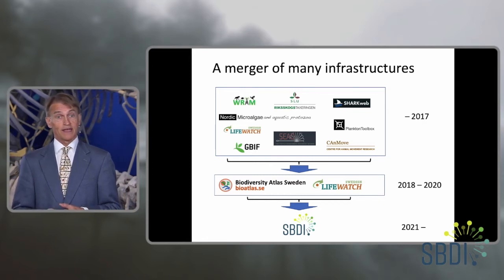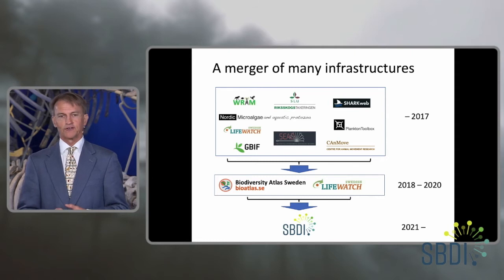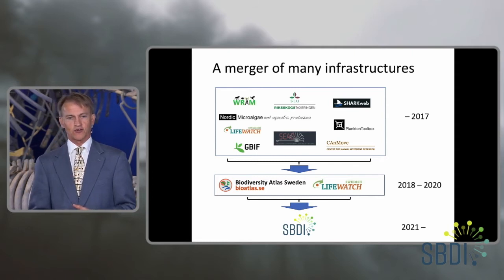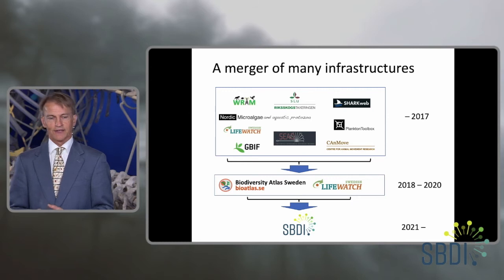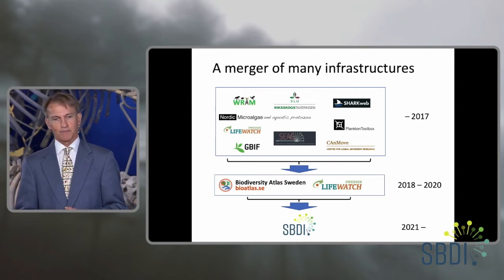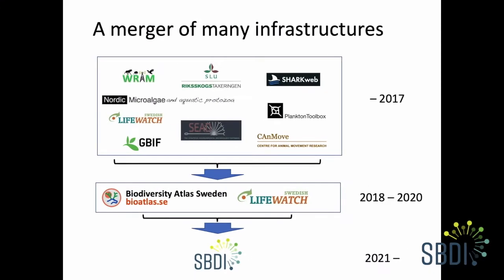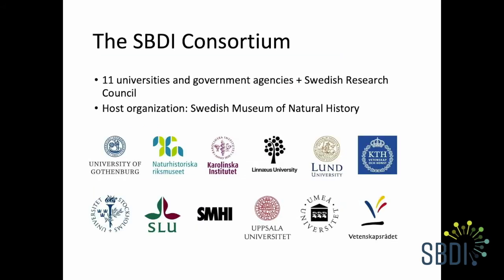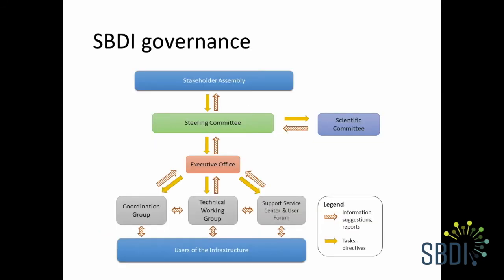SBDI is the final step in the merging of many different smaller biodiversity informatics infrastructures in Sweden. The next to final step was Biodiversity Atlas Sweden, including GBIF and the Swedish LifeWatch infrastructure. Now we're all in the SBDI infrastructure. The SBDI consortium includes 11 universities and government agencies, and of course the Swedish Research Council provides a substantial amount of the funding. Host organization is the Swedish Museum of Natural History, where we are today.